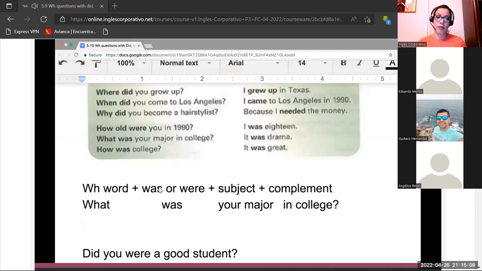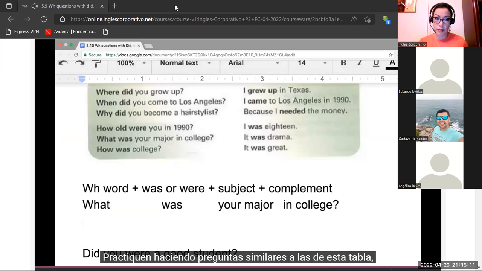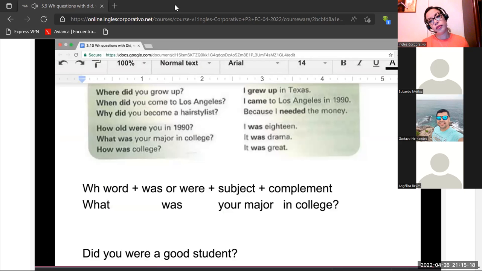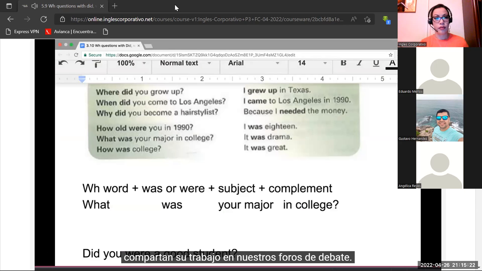Practice making similar questions such as the ones on this chart, but now focus on asking them about yourself or your family. After you finish this activity, share your work in our discussion forums.